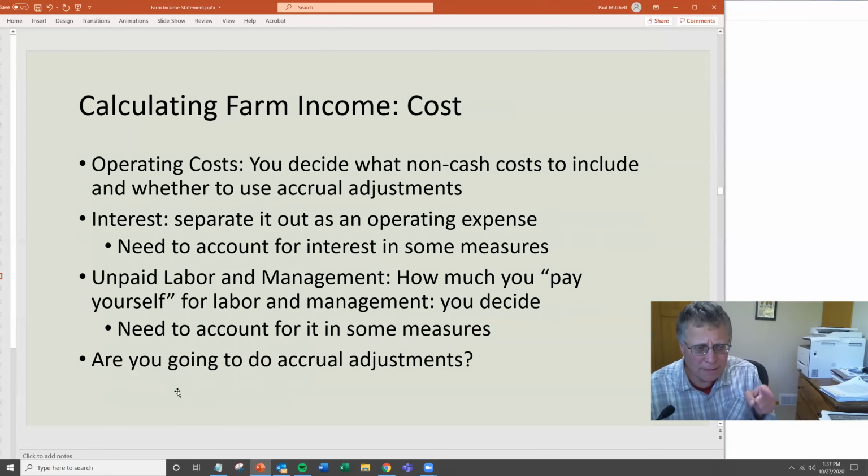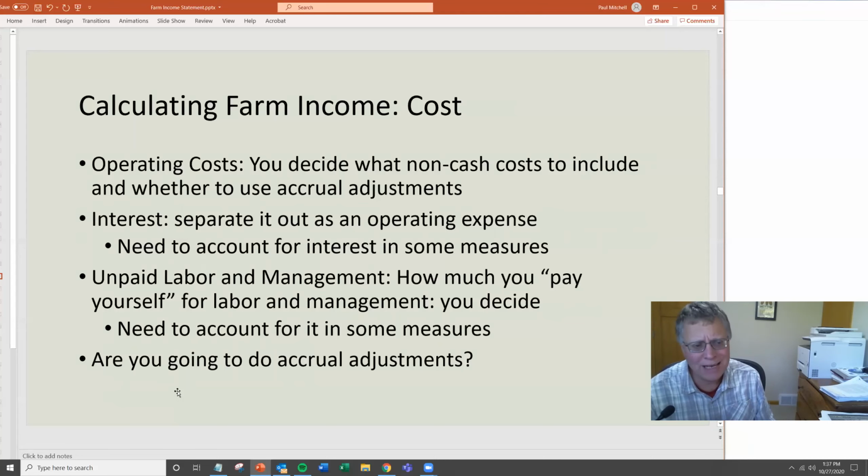The big one in these costs is you have to pull out interest paid on borrowed money. It becomes a big difference between return on assets and return on equity, so you need to know interest paid. It's an expense for you, but for somebody else who provided the equity it represents, that's their return on the equity that they gave to you to use. The other one you have to calculate or estimate is unpaid labor and management.